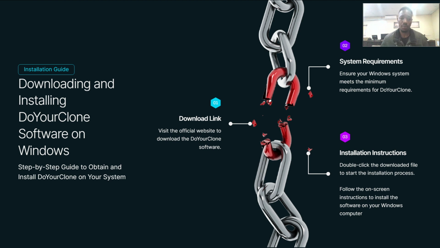The first step, you go to the official website. I'll post the link in the comment section below. So you download the setup, and once it is downloaded, you double click on the setup and the installation process begins. By following the instructions on the screen, you are able to get it installed on your system.